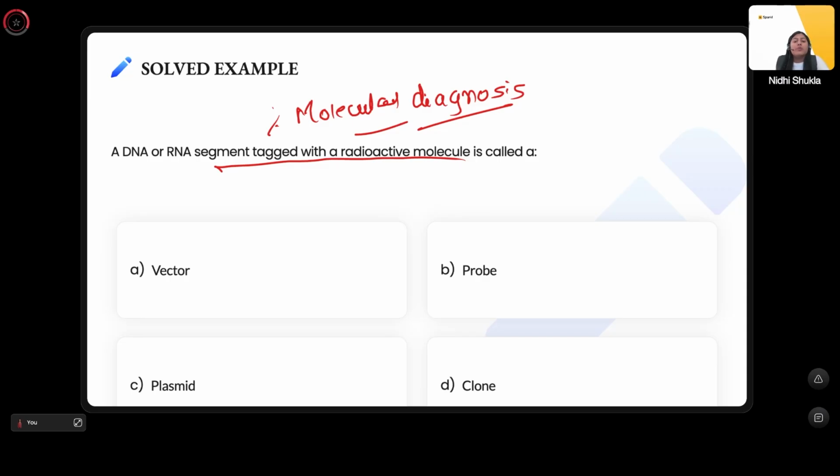So a DNA or RNA segment tagged with a radioactive molecule is called a probe. It is not called vector, not plasmid, not clone. It is called a probe. So probe is a small segment. It is basically an oligonucleotide which is tagged with a radioactive molecule. And then again, with the help of autoradiography, you can find the gene which is mutated, and this will help you in earlier diagnosis of a disease.